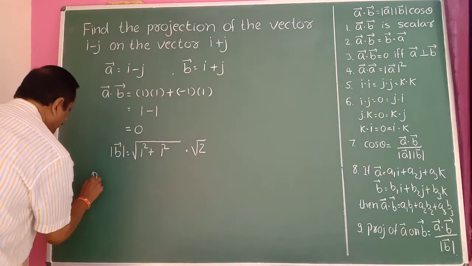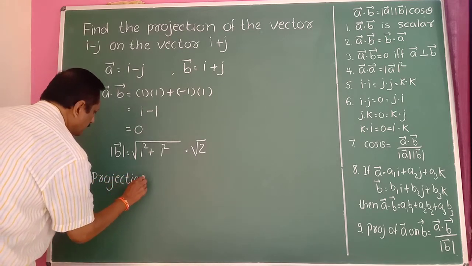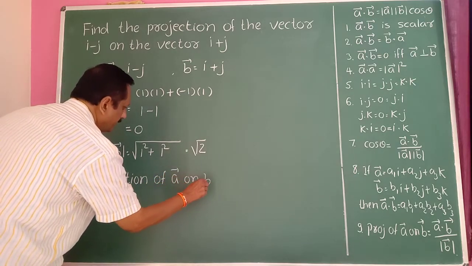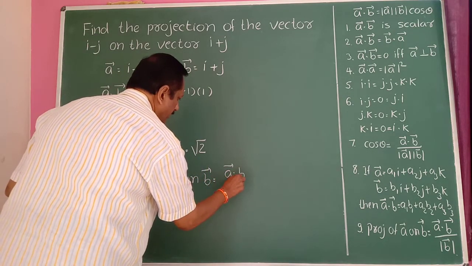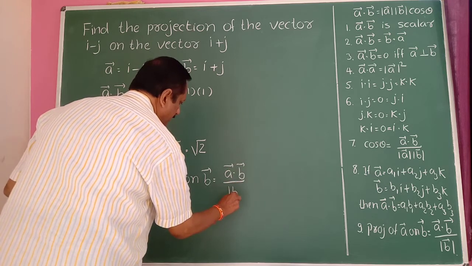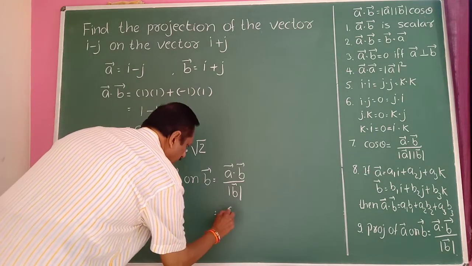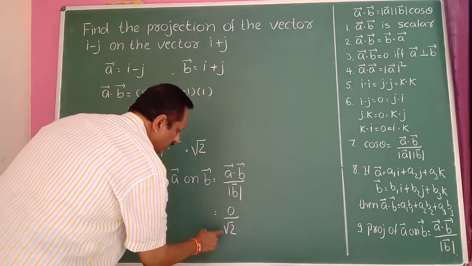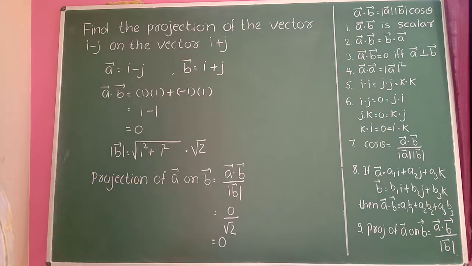Therefore the projection of the vector a bar on the vector b bar is equal to the formula a bar dot b bar divided by modulus of b bar. Here a bar dot b bar value is 0, so 0 divided by root of 2 becomes 0. So the projection of a bar on b bar is 0. This is the answer.